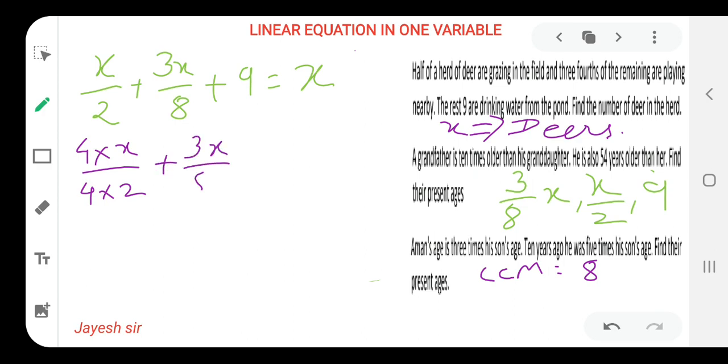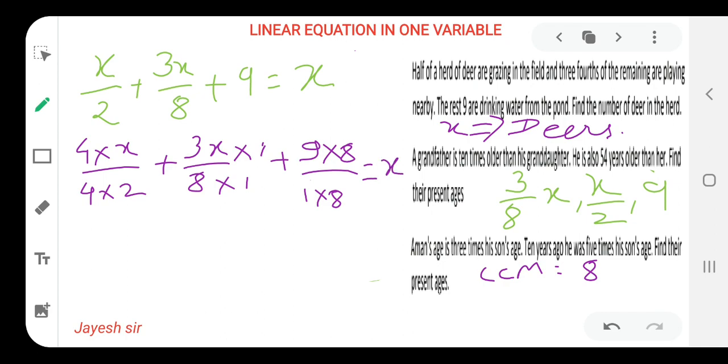3x by 8 needs to be multiplied with 1 only, because the denominator already has 8, plus 9 should be multiplied with 8, and this should also be multiplied with 8, because in the denominator nothing is there, that means 1 is there, and here x as it is.